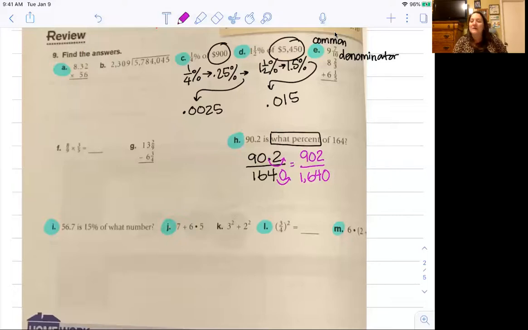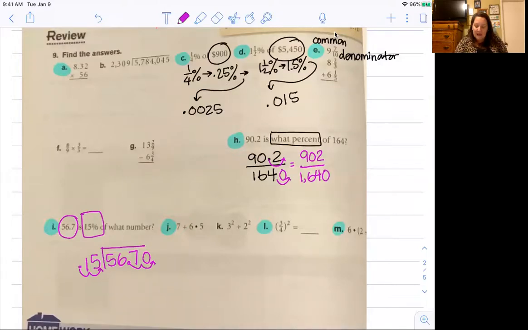Okay, letter I, 56.7 is 15% of what number? Of what number means we're solving for base. So we're going to take our percentage, which is our part, 56.7, divided by our percent, which is 15% written as a decimal, 0.15. Can you divide with decimals? We just talked about it. Nope, so you have to move it in your divisor and then also in your dividend. So 5,670 divided by 0.15.